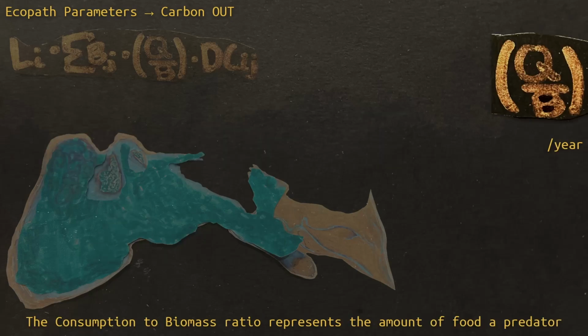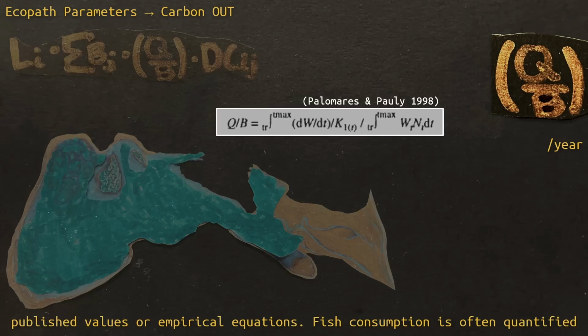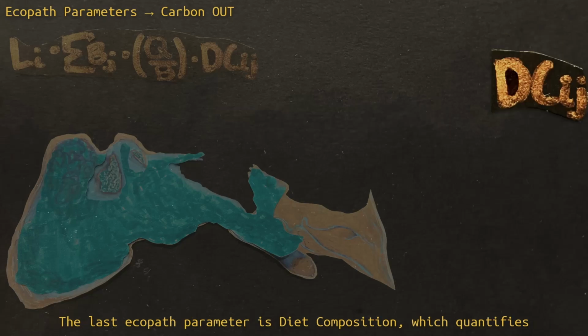The consumption to biomass ratio represents the amount of food a predator group consumes in relation to its total biomass. This is a difficult parameter to gauge and is generally taken from published values or empirical equations. Fish consumption is often quantified with factors like mortality, body weight, temperature, and tail aspect ratio.